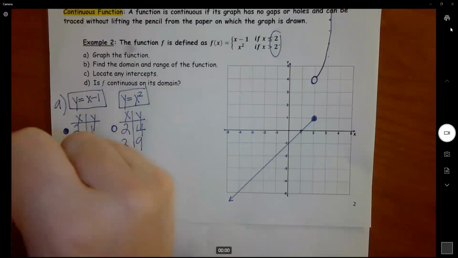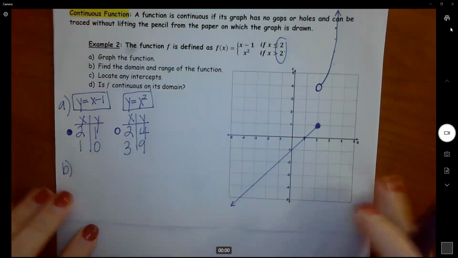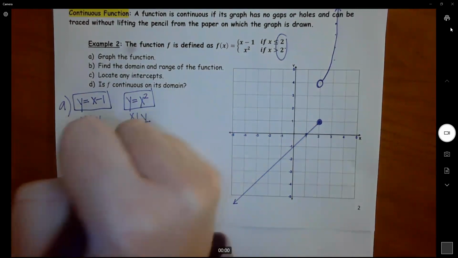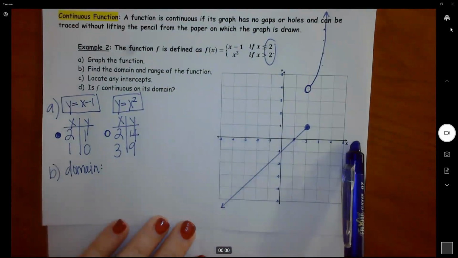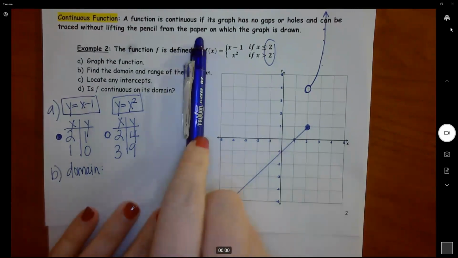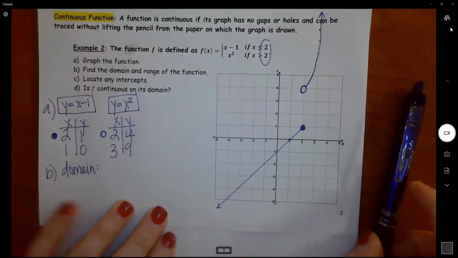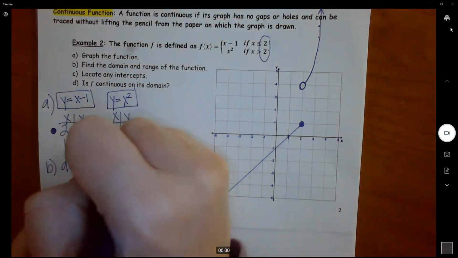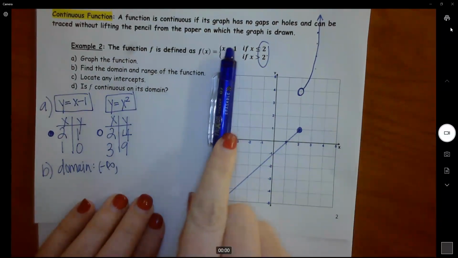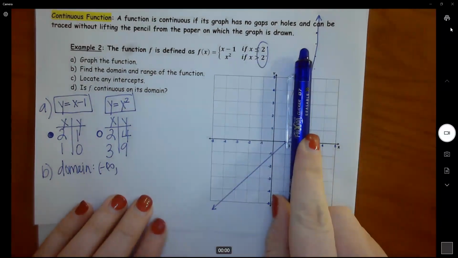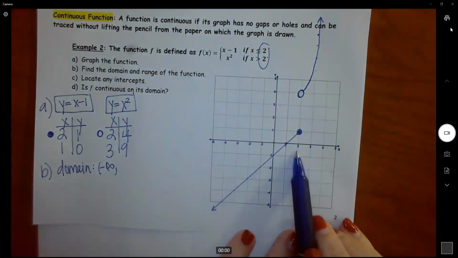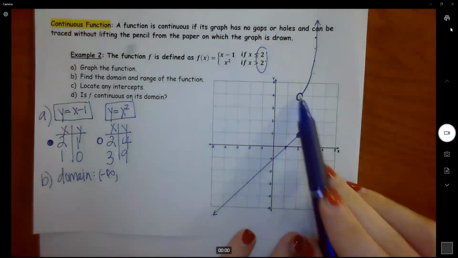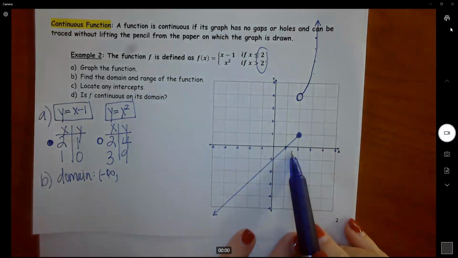So part B, I need to find the domain. The domain is all of my x coordinates. And remember, we go from left to right. My first thing I hit is an arrow. So this is negative infinity. And then it comes over here, and notice that I have a break. But is this 2 included? Well, it's included here and it's not included here. So the 2 is at least included in my domain.